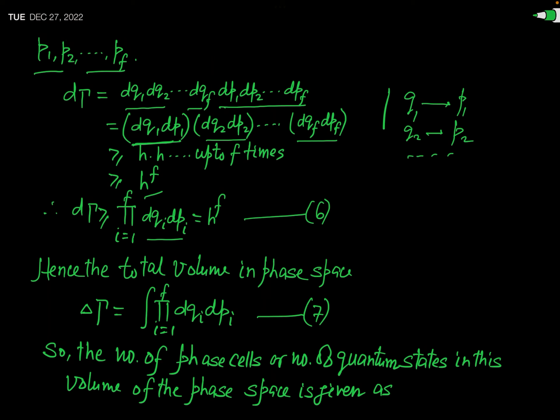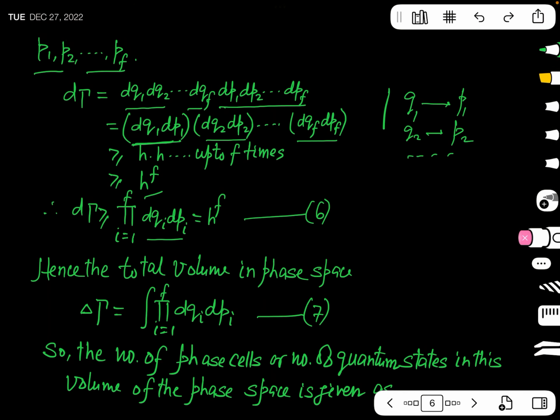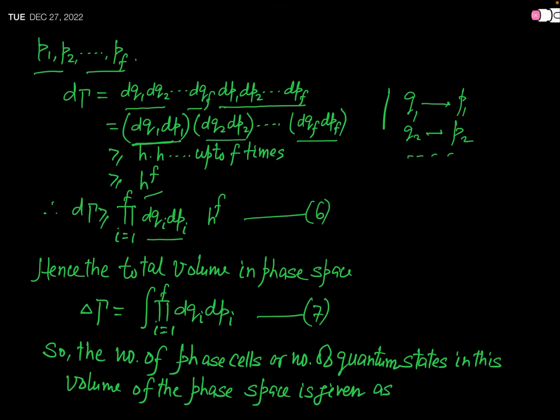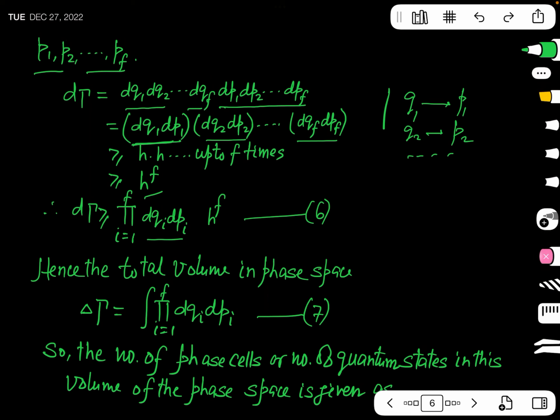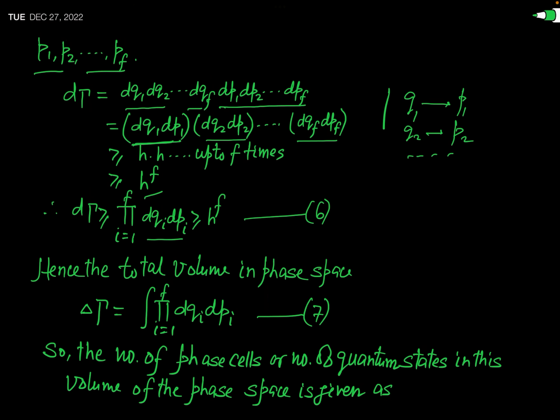Okay, and this will be greater or equal to h to the power f. Greater or equal to h to the power f. Okay, and so if you talk about the minimum value of this d gamma minimum, then this d gamma minimum will be equal to h to the power f.